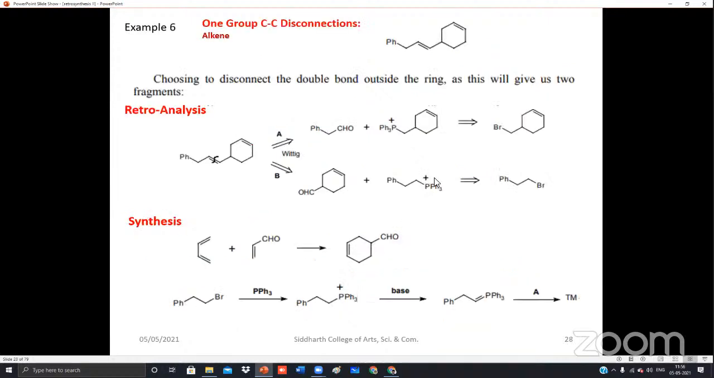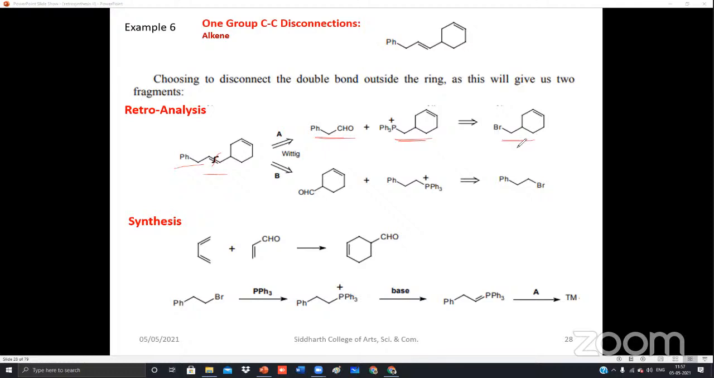All right. Now, another example of this sort of chemistry, that is a double bond. This double bond can be easily accessed by Wittig chemistry. How can this Wittig chemistry work? Suppose I disconnect over here. This is the part of your, sorry, aldehyde, and this remaining part is your Wittig salt. Now, this Wittig salt will be made from a halide.